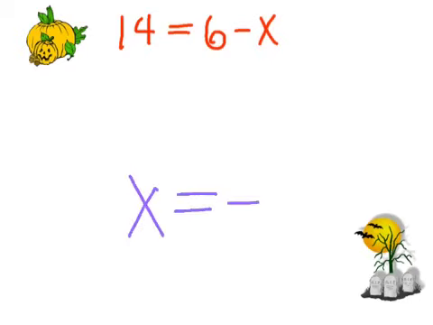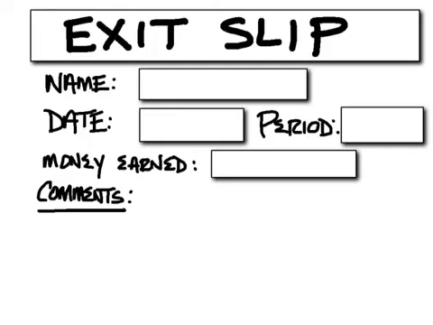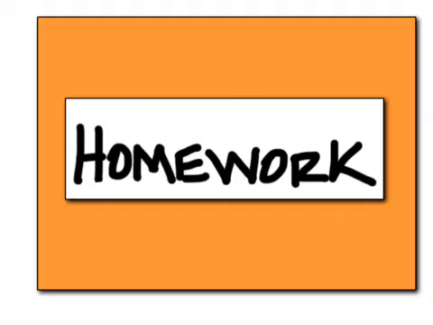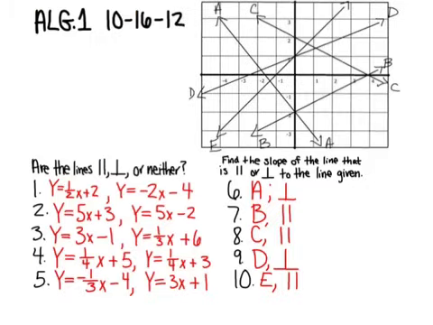Answer for the bonus problem is negative 8. Go ahead and come up and do an exit slip. If you have money to trade in, go ahead and bring it on up.